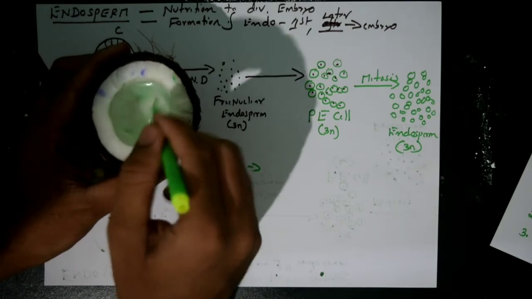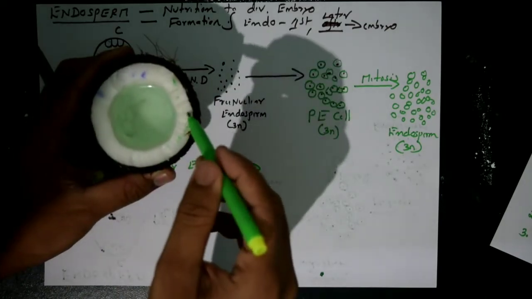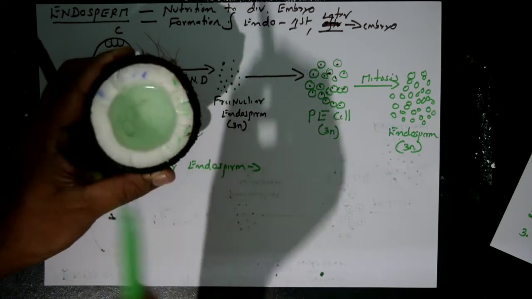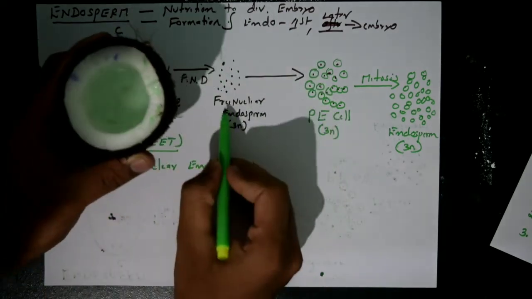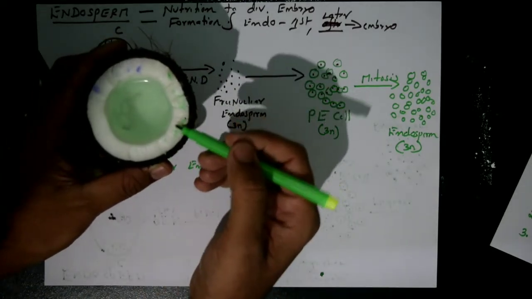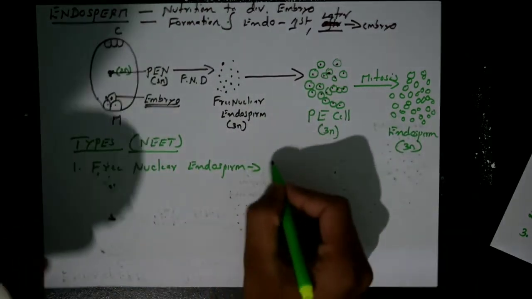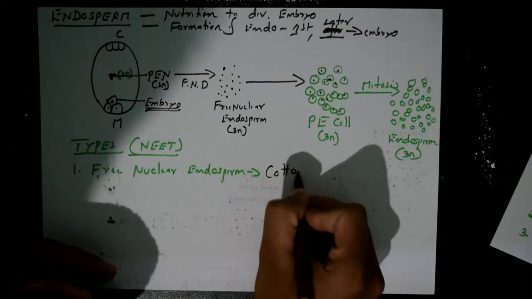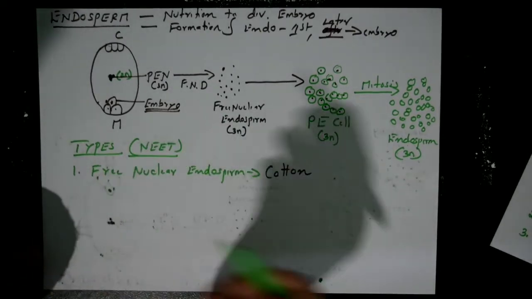You got it? Okay, I'll put some color here. So this is free nuclear endosperm, and this is actually the endosperm, because of this has formed. Correct? Okay, so remember it. The more water present in the coconut, that means it has more free nuclei. Got it? And the more white mass you see, that is actually the endosperm. Got it? Okay, so an example for free nuclear endosperm is cotton. Just remember it.